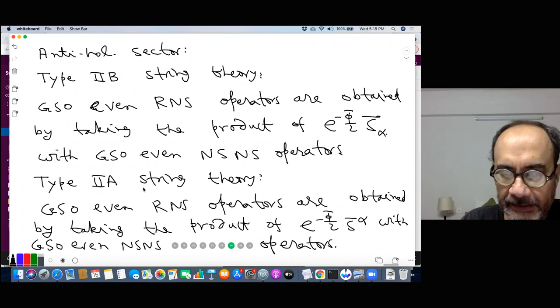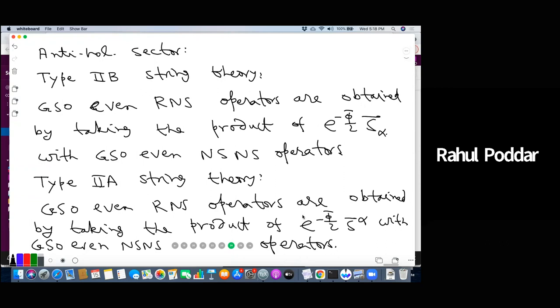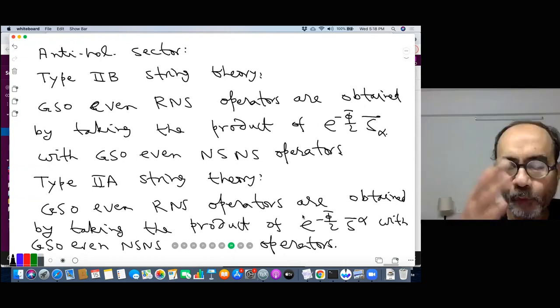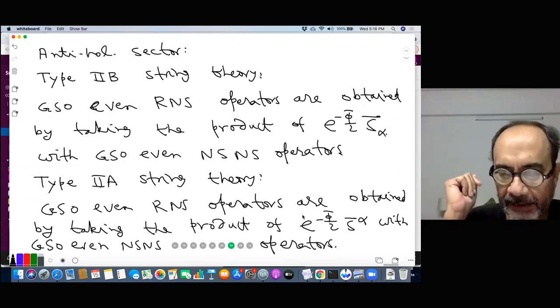In type 2A, the allowed operators are obtained by e to the minus phi bar by 2 times the anti-chiral spinor, multiplied by GSO even NSNS operators. So this operator in particular is a GSO even operator in type 2A theory, so this will be included in the spectrum, and this will not be included in the type 2A spectrum. Whereas in type 2B, this will be part of the spectrum, but this will not. So it's a question of how we choose the GSO projection on the left-moving Ramond sector or the anti-holomorphic Ramond sector. That's the only difference.